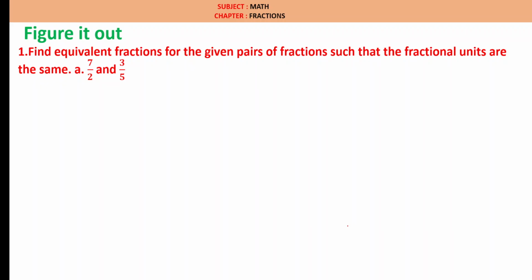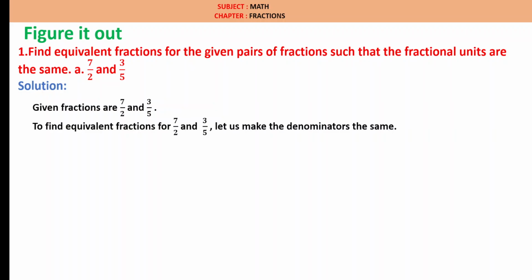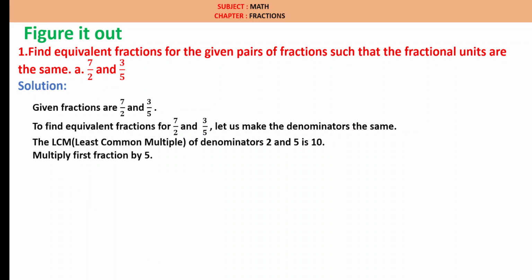Let us figure it out. Find equivalent fractions for the given pair of fractions such that the fractional units are the same. Let us consider the given fractions, 7 by 2 and 3 by 5. To find the equivalent fractions, we have to consider the denominators and find the LCM of the denominators. So the LCM of the denominators 2 and 5 is 10.